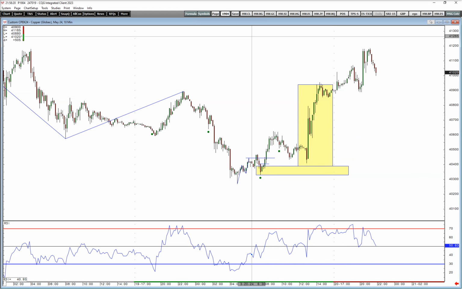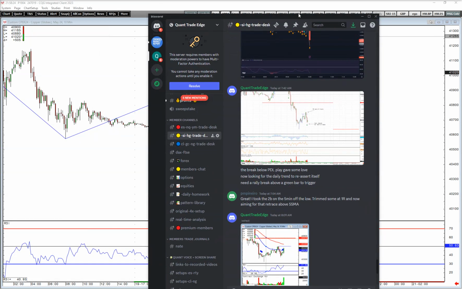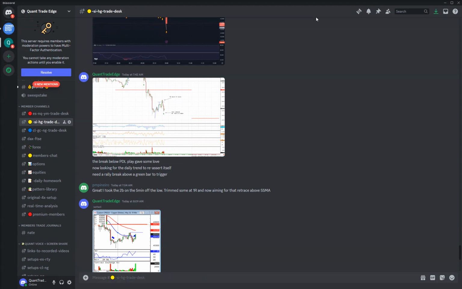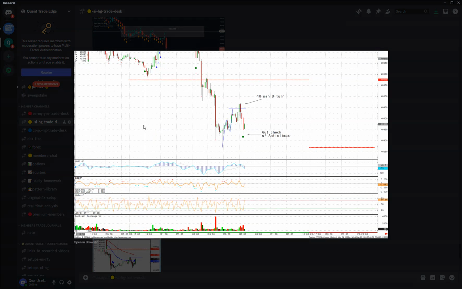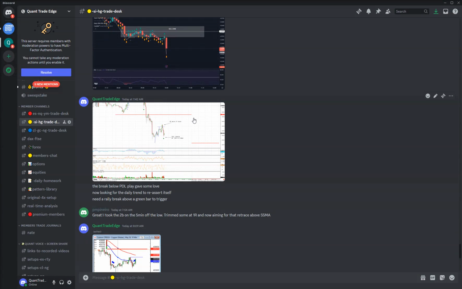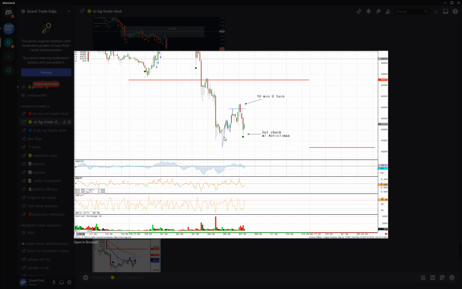And of course, all of this stuff looks great in hindsight, but I'll show you our Discord server. This is the chat room. This is the trade desk for the silver copper, and this is the chart at 7:42 a.m. You've got this ABC drawn out, and this thing here calling out a 10-minute U-turn, and then gut check with anticlimax.